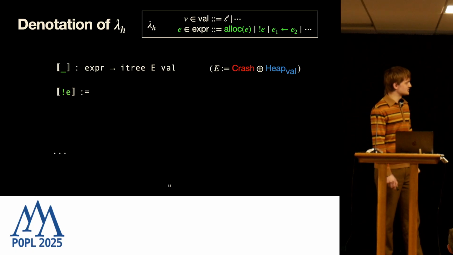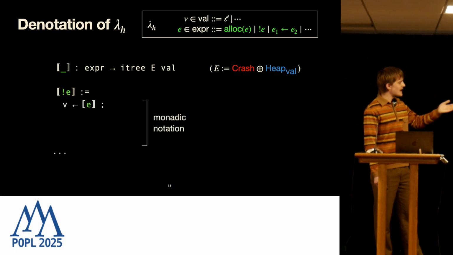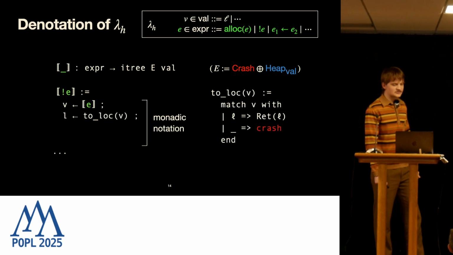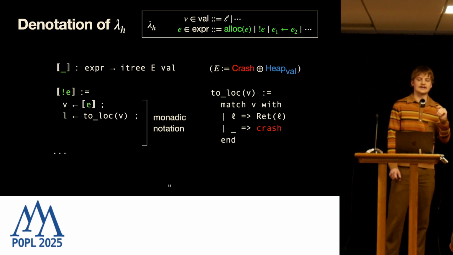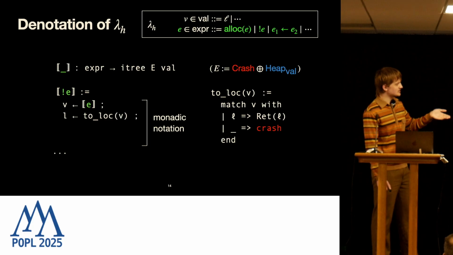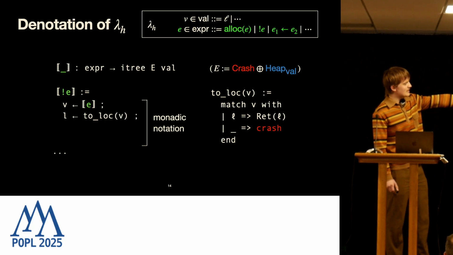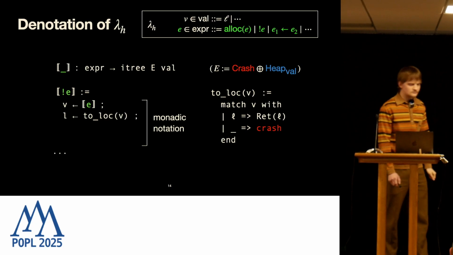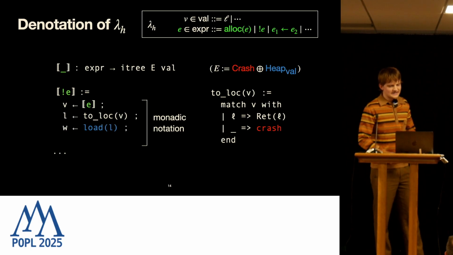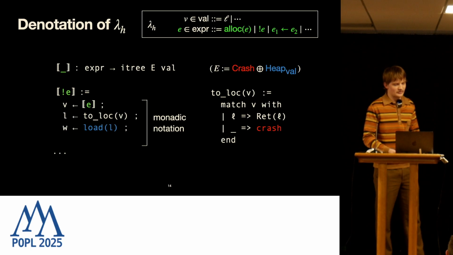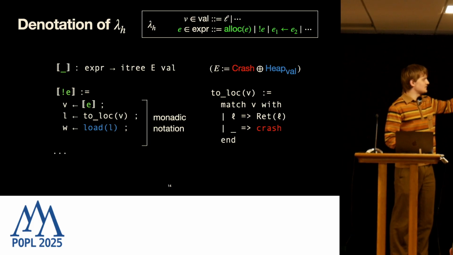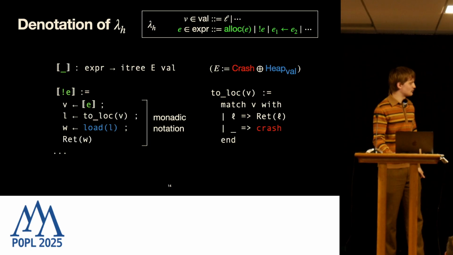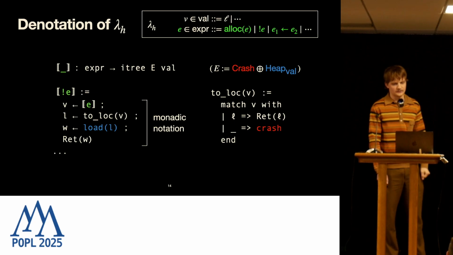So the denotation will look something like this. First, we take the argument of the load, and we evaluate that down to a value. Once we have done so, we assert that that value is in fact a location. If it is not a location, we do a crash. This crash is marked in red, which is to say that it is what exhibits the crash effect. Once we have done so, we exhibit a load event to load from the memory. This is marked in blue because it marks the heap effect. And finally, we return the value that we loaded from memory. That is the denotation of load.